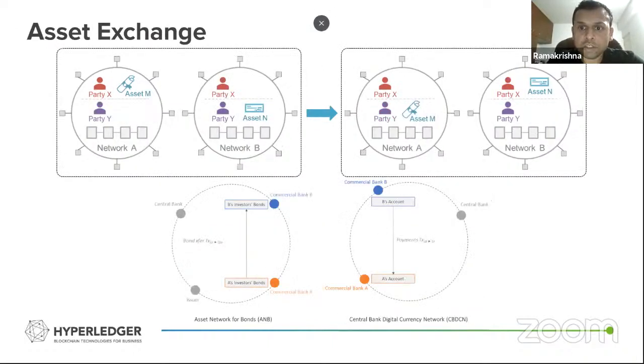Asset exchange is related to asset transfer. There, something has to happen atomically in both networks, just like an asset transfer. But this does not involve an asset actually moving across network boundaries.